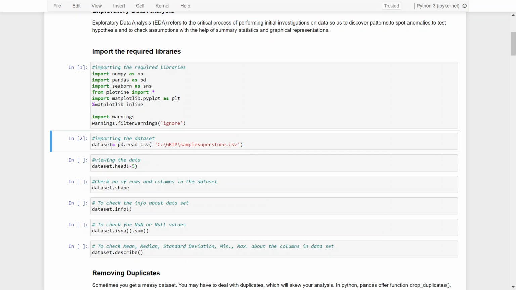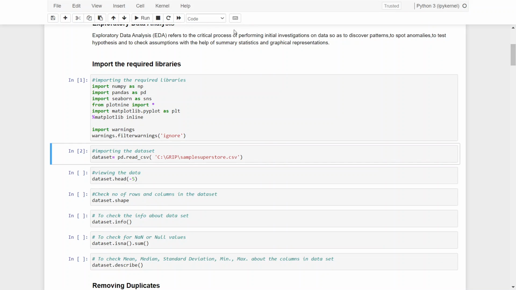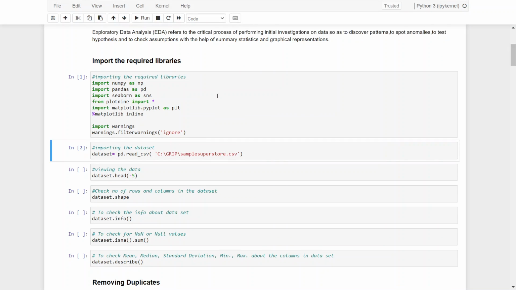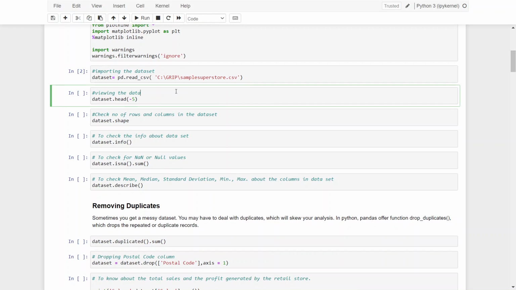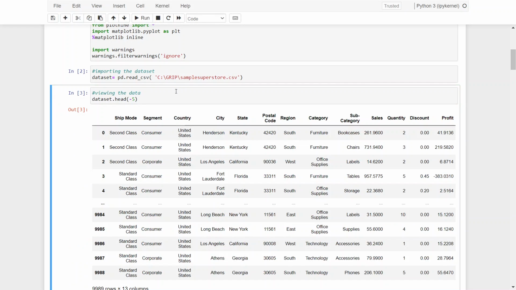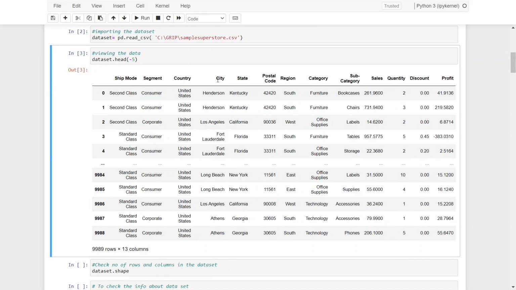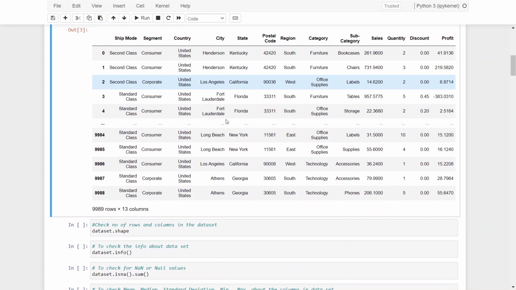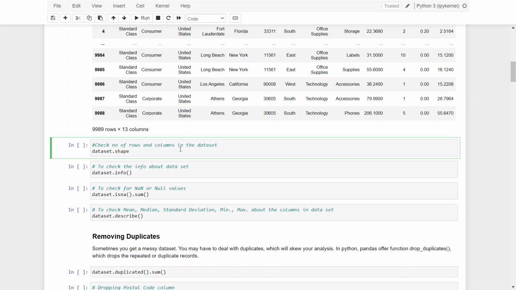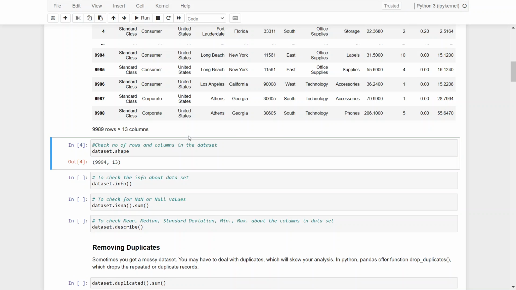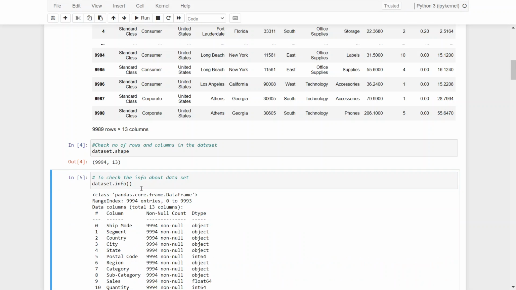As it's loading, this dataset is imported. I'm going to change the view so the toolbar is visible and you can see when it finishes. Now I'm going to view the dataset. Yes, this is my dataset. It contains ship mode, segment, country, city, state, postal code, region, category, subcategory, sales, quantity, discount, and profit. These are the column names, and I'm going to determine the shape of the dataset. Yes, this is the shape of the dataset, and I'm going to find the info.